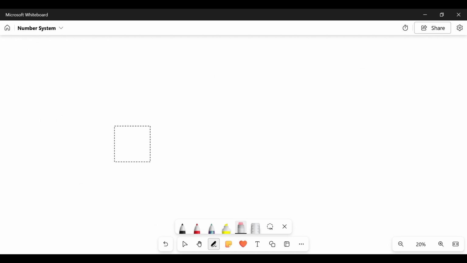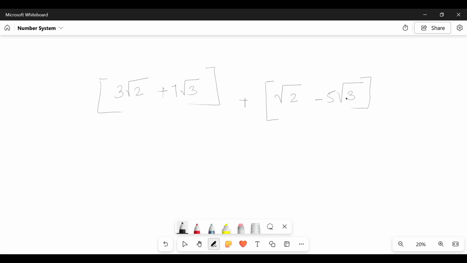Now let's solve a few examples, and we'll be fairly comfortable with the mathematical operations on irrational numbers. Consider a scenario where we have square root of 2 multiplied by 3 and 7 root 3, and if we have to add this to another irrational number, square root of 2 minus 5 multiplied by square root of 3, what exactly would be the answer?